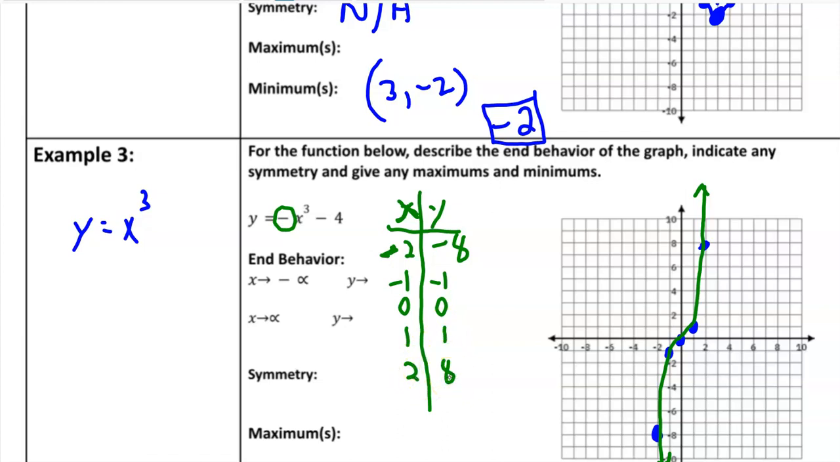So first thing you're going to do with that negative is negate the y value, so the x values don't end up changing at all. Because remember, everything on the outside deals with the y, and there was nothing inside the parentheses there. I didn't have parentheses. So I'm going to negate all the y values and then move them down 4. I'm going to do the negate first.